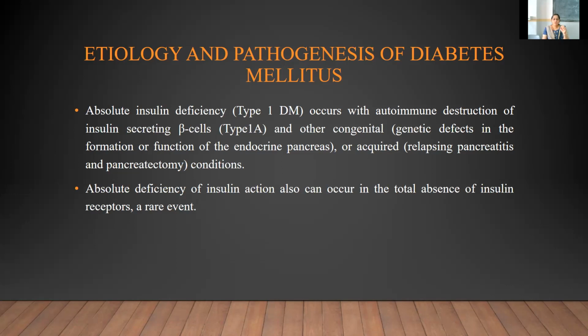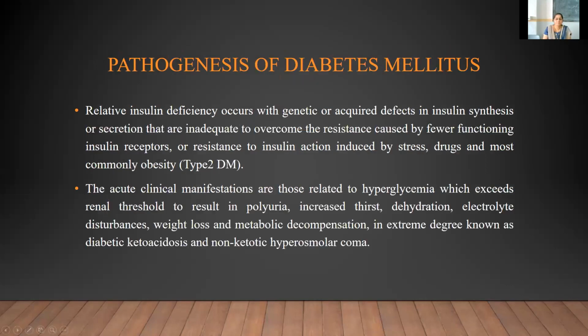Absolute deficiency of insulin action also can occur in total absence of insulin receptors. This is another reason: your pancreas is secreting insulin, but you do not have the receptors. Insulin has to come and bind to the receptor, only then does it pass the signal for reducing the glucose level in the blood. It cannot work unless it binds to the receptor. So if there is a problem with the receptor, it could lead to complications.